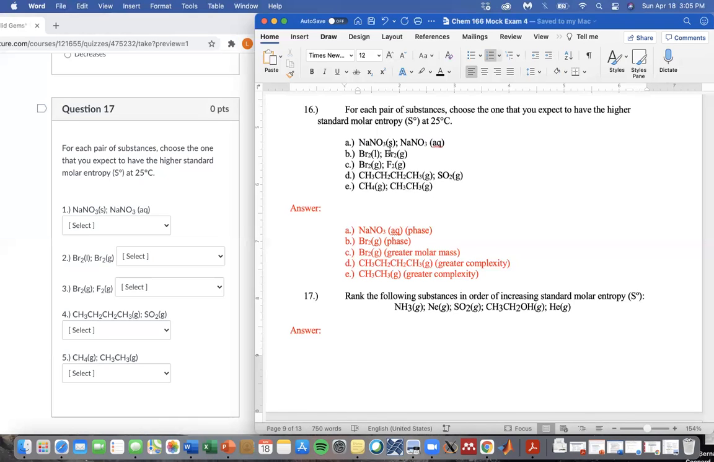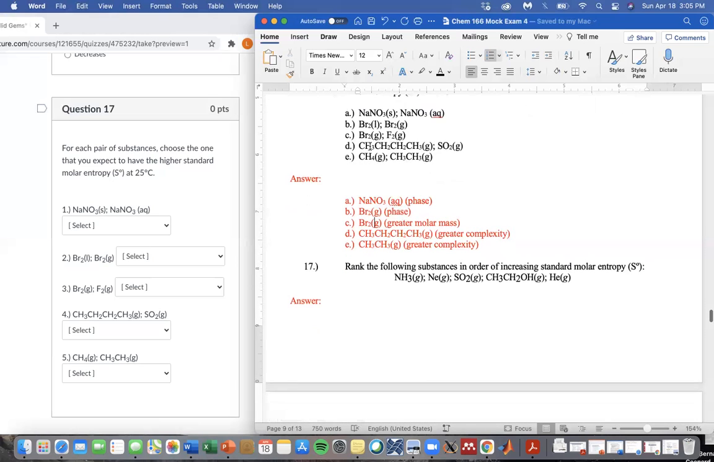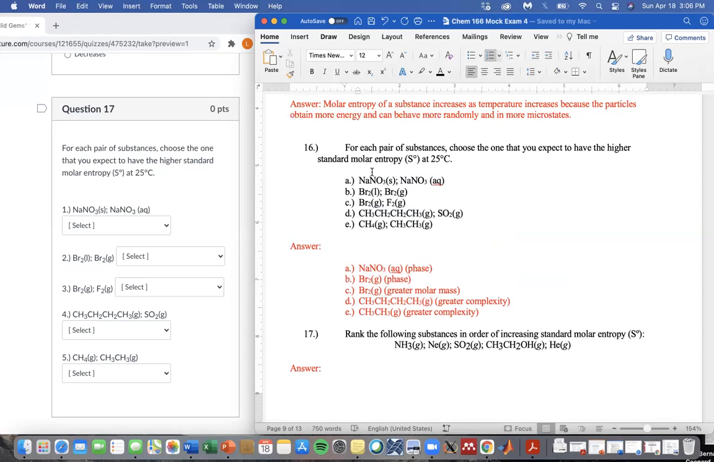And then for this next one here, you have CH3, CH2, CH2, CH3 gas versus SO2. For this one, you have so much more complexity in this massive molecule. There's like a billion ways that electrons can move. It's super complicated, as opposed to SO2, which is just a sulfur and two oxygens. Because of this, you're going to have way more complexity in this gigantic molecule. And so in D, this CH3, CH2, CH2, CH3 is going to have more standard molar entropy.